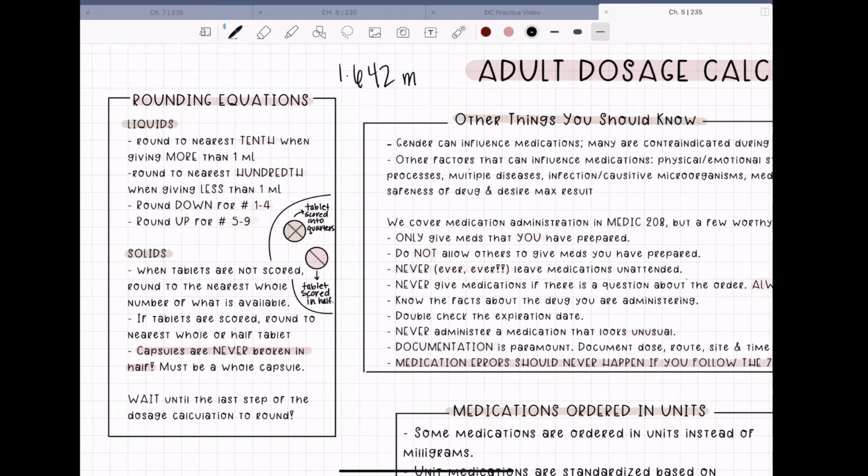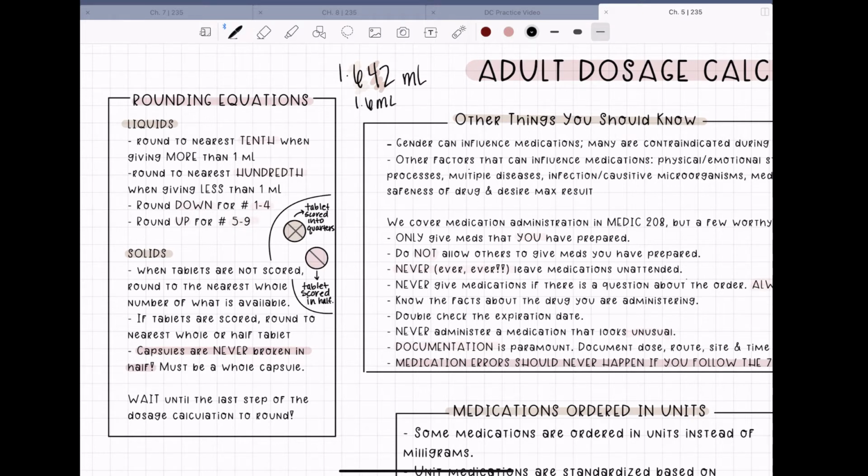1.642 is what your calculation ends up being. If it's more than 1, you're going to round to the nearest tenth, and the tenth position is here. And so 4 is the position that you would look at to round. 4 is less than 5. 1 through 4, you're going to round down. So you would end up with just 1.6 mL.